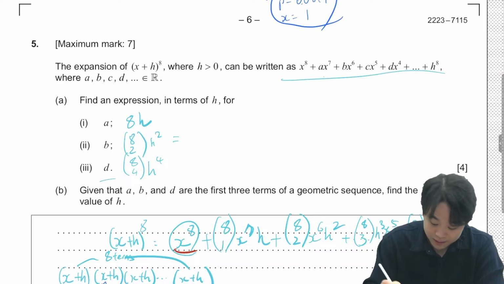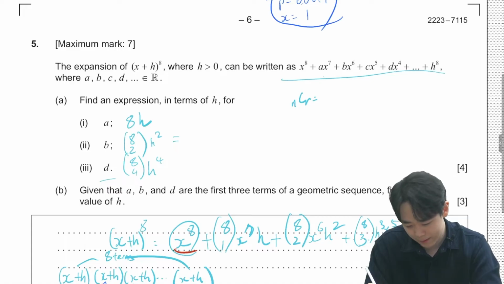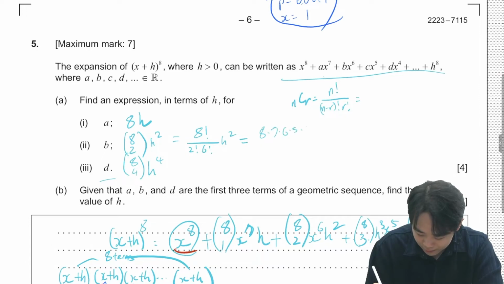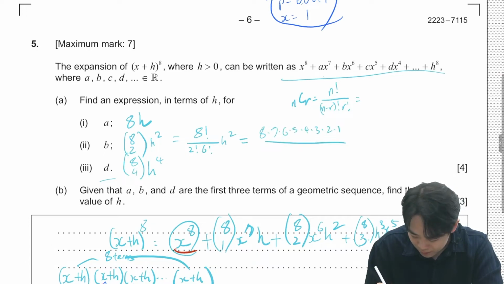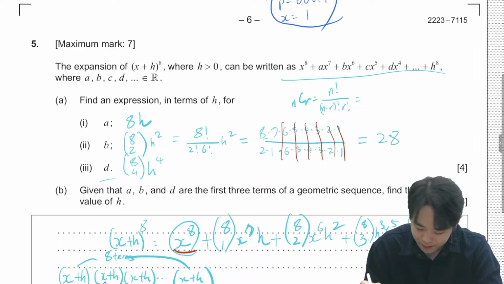If you were to expand this, we would use nCr, by the way. In your formula booklets, it should be given as n factorial over (n minus r) factorial times r factorial. So 8 factorial over 2 factorial times 6 factorial, times h squared, which is 8, 7, 6, 5, 4, 3, 2, 1 over 2 times 1 times 6, 5, 4, 3, 2, 1. Thankfully, all of these terms cancel out. We get 56 over 2, which is 28. So we would get 28 h squared.